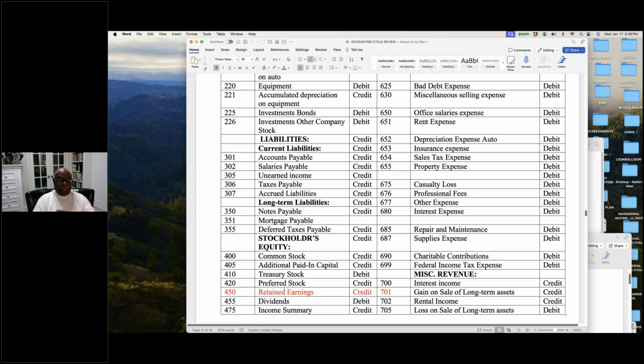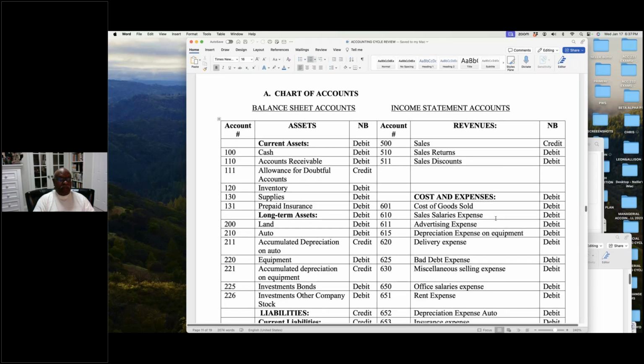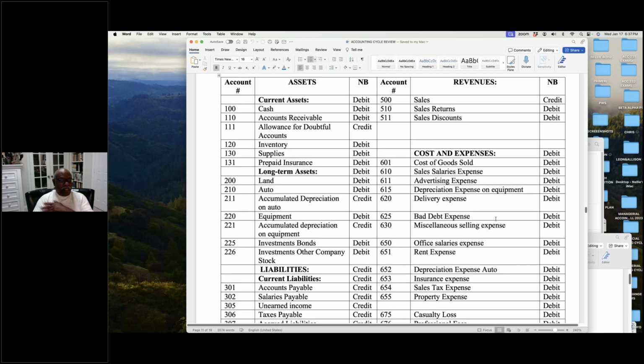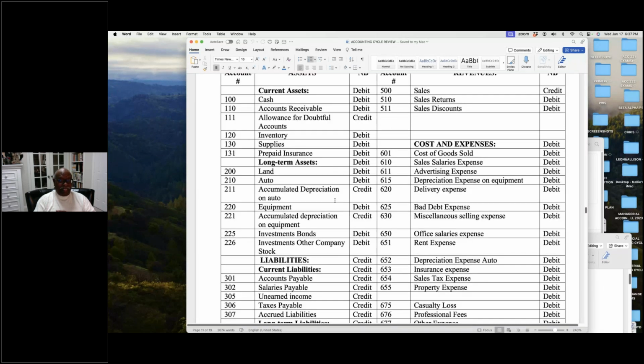So when we prepare a balance sheet, it's retained earnings up. Then on the right side are the expenses, the revenues less the expenses. And whenever you make a journal entry, you're going to put down the name and the number. So you get used to the fact that when I make a journal entry, I have to find something off of this chart of accounts that has a number by it. Are there any questions?